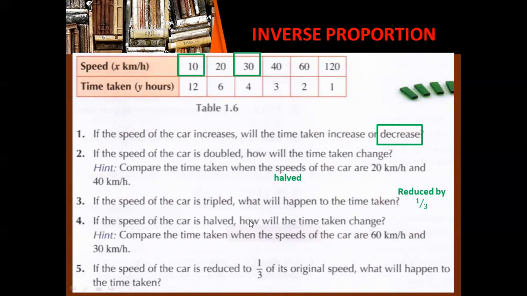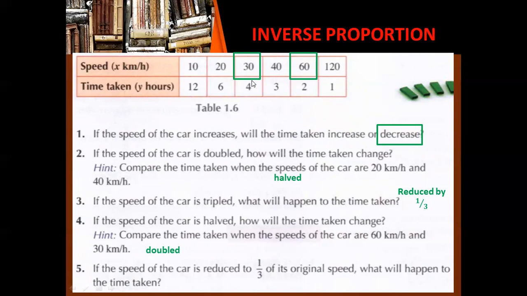Next, if the speed of the car is halved, how will the time taken change? Let's use the hint. We'll begin with 60 kilometers per hour and then reduce that to 30 kilometers per hour. The speed was halved, but looking at the time taken, it was doubled.